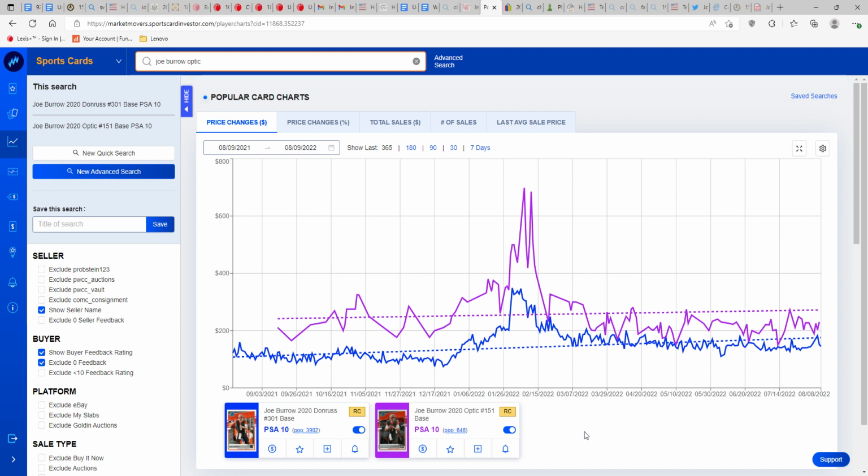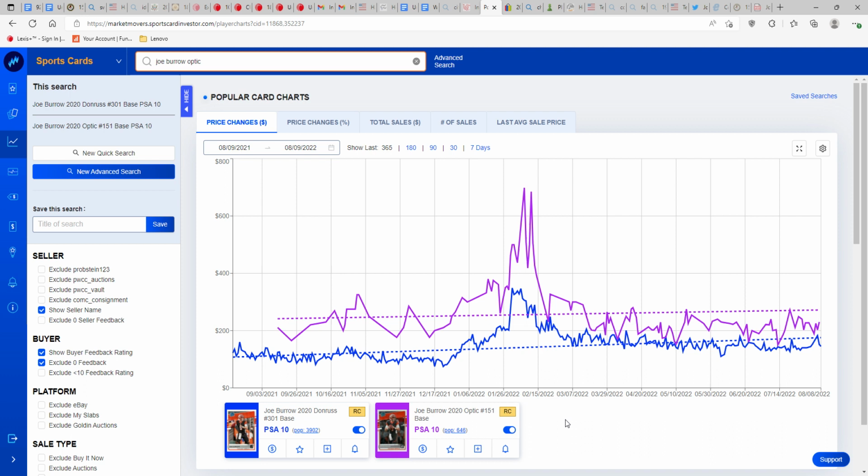And so something that should catch your attention immediately when you look at this is the way that the graphs correspond to each other. As soon as the rated rookie spiked right here on January 29th, we also saw a comparable spike right here within 1 to 2 days for the Optic base. And so they're sort of paralleling each other. And so we expect to see that long term. When one of them goes up, the other goes up. When one of them goes down, the other goes down.